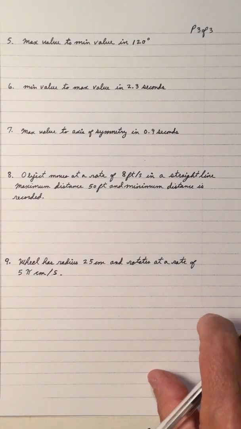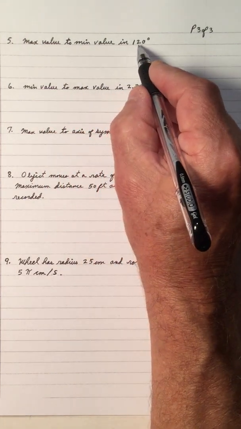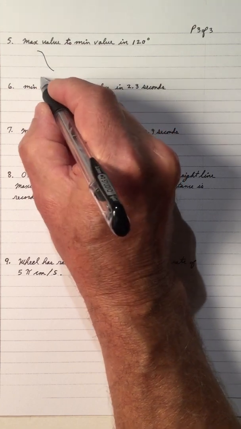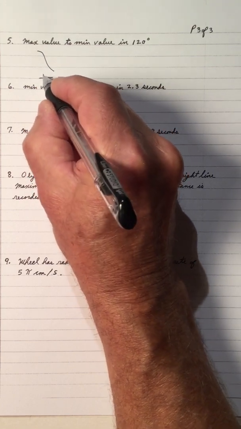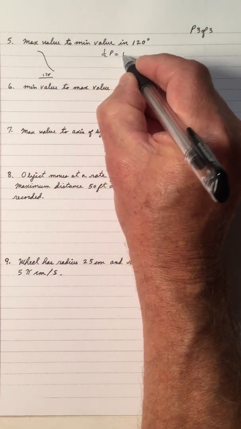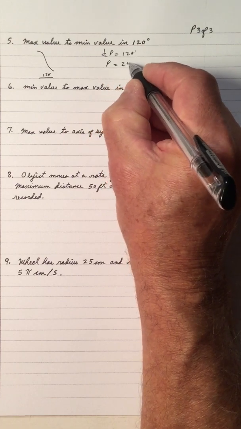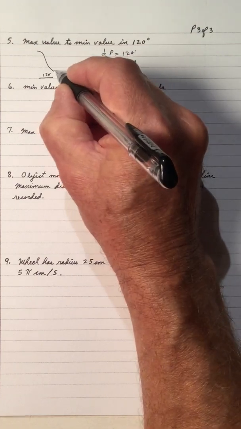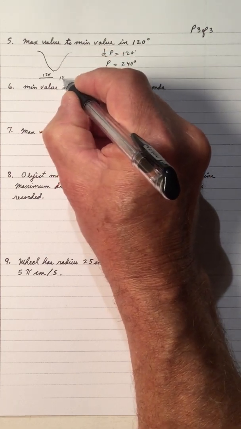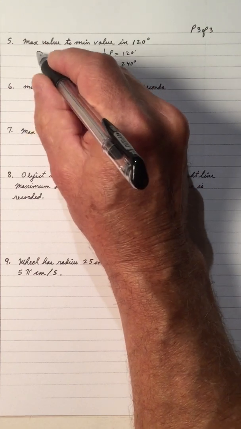Number 5. The maximum value to the minimum value is 120 degrees. Remember, the max to the min is 120 degrees. So that means that half the period is 120. So double it, the full period is 240 degrees because it has to go up again. So that's also 120 to go from here.